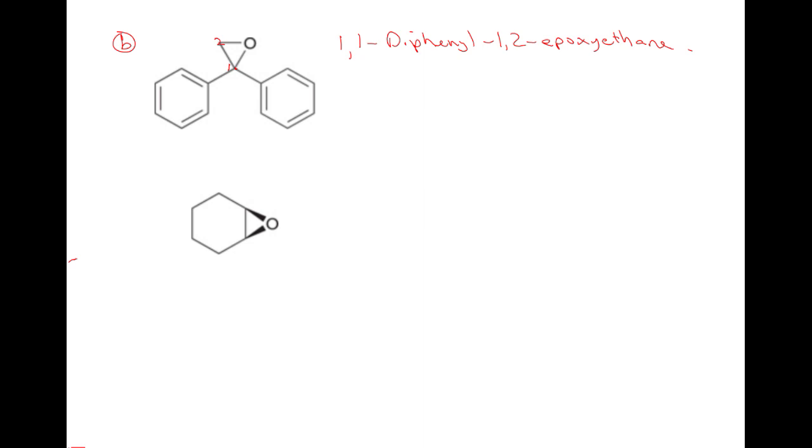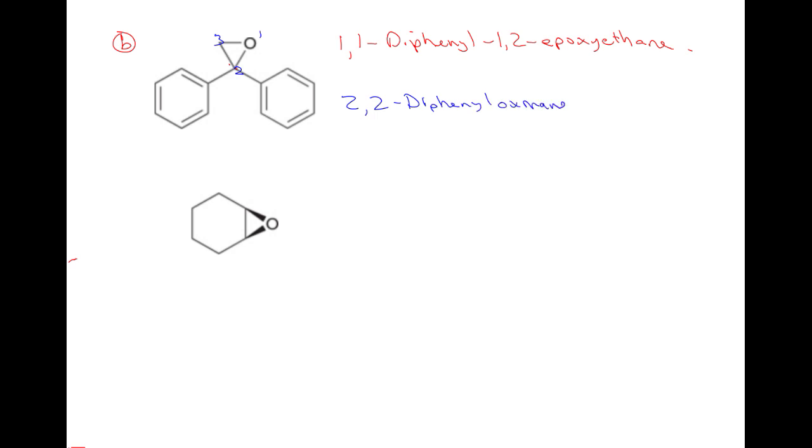Okay, and if I want to label it as an oxirane, it's very similar to the first example, where, let me just erase these numbers first. If I label this as an oxirane, I'm going to start 1, 2, 3, because carbon 2 has substituents on it, and in that case it would be a 2,2 diphenyl oxirane, like that.